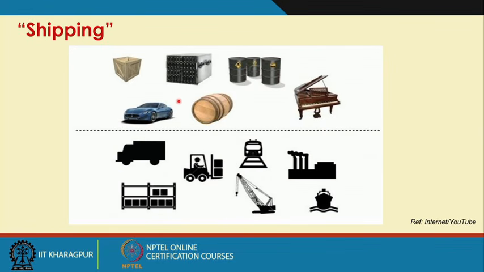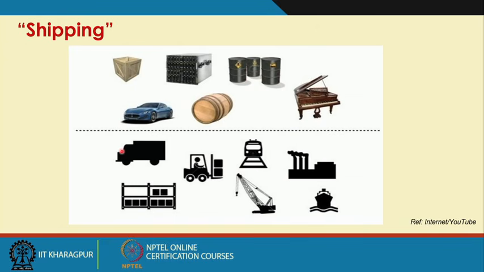Now, if we try to look at some analogies, look at shipping. I want to ship some product from one place to another. On one side these products are there, and there can be a variety of products: it can be a box, it can be a car, it can be some barrel, it can be even a piano and drums and servers and so on. So, these are the things I want to ship from place A to place B, and they can be shipped in various forms.